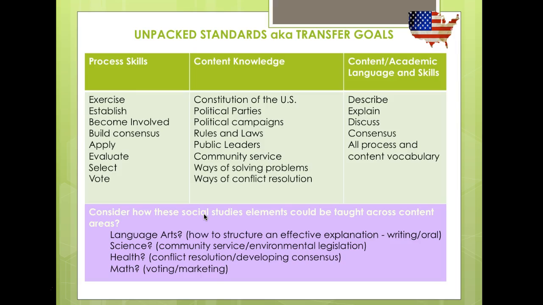Well, the first thing we're going to do is actually unpack the transfer goals. We're looking at skills and knowledge. If you look at the template in Understanding by Design, the template that we're using for this format, objectives are broken up into skills and knowledge. So let's look at the kind of skills and knowledge that these goals are looking at. We have process skills. Exercise, establish, become involved, build consensus, apply, evaluate, select, vote. All of these particular skills, these verbs, require a process. And what is that process? That has to be specified. It has to be described or articulated.